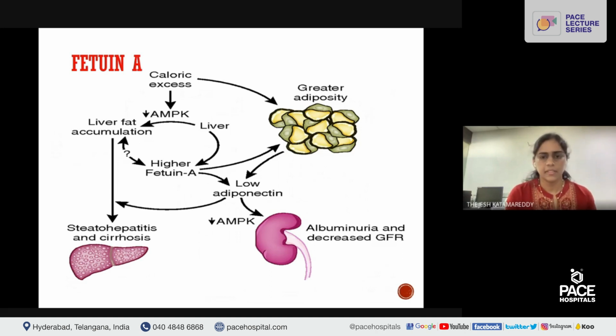The same thing here again. Fetuin A has an effect on the liver. Further accumulation occurs, and fetuin A also leads to low adiponectin in the blood, which decreases AMP kinases, and affects the kidney by causing albuminuria and decreased GFR.